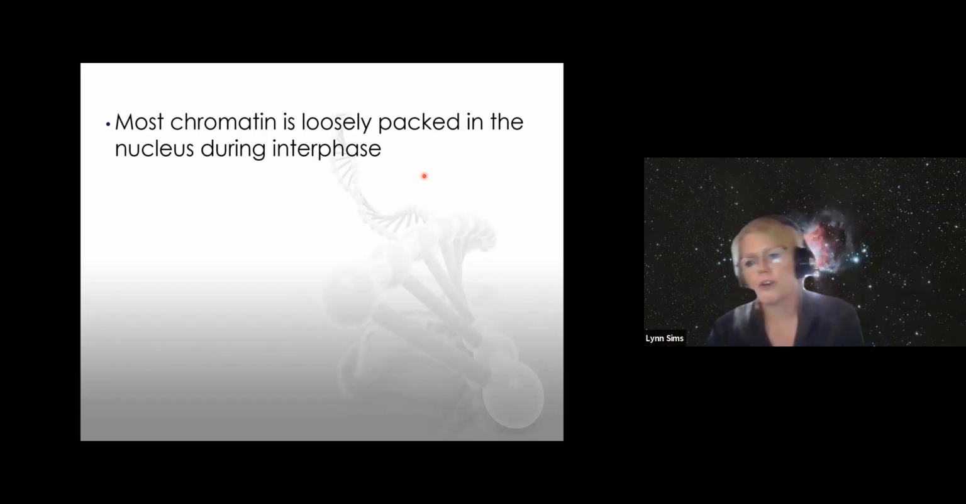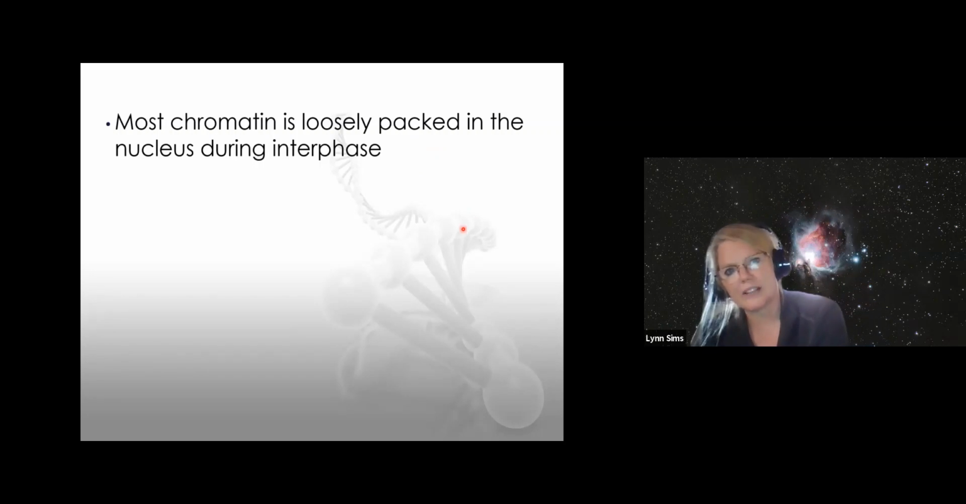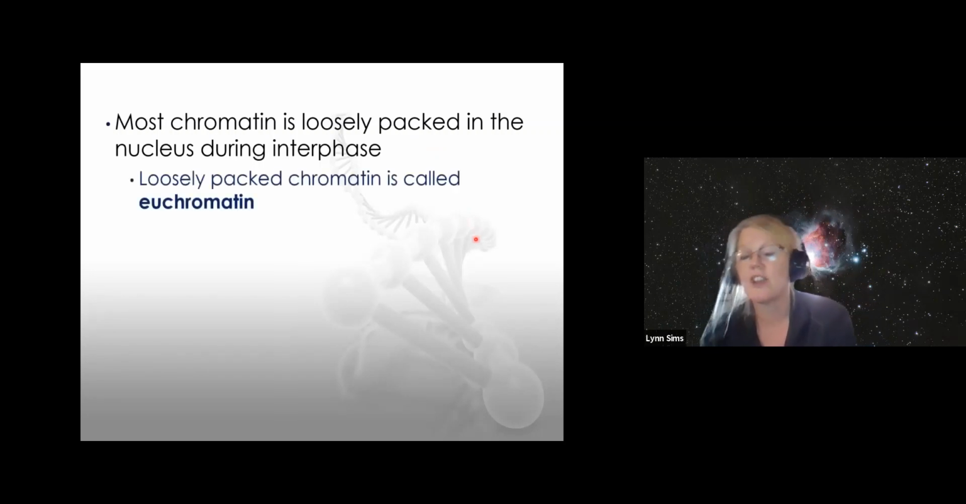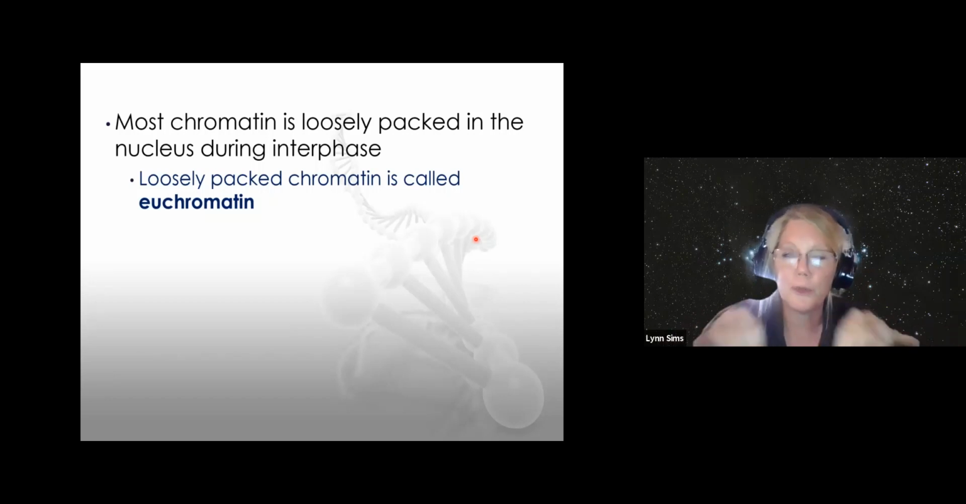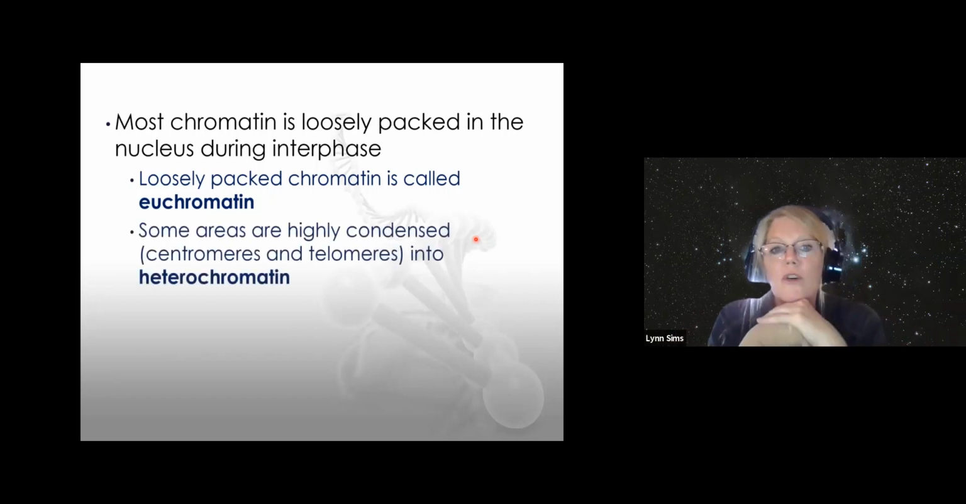Most of the chromatin is going to be loosely packed in the nucleus during interphase, but then become tightly packed during mitosis. Now, there are names for these. The loosely packed chromatin is called euchromatin. The tightly packed chromatin is called heterochromatin. The areas that are always highly condensed are, like I mentioned, the centromeres and the telomeres.